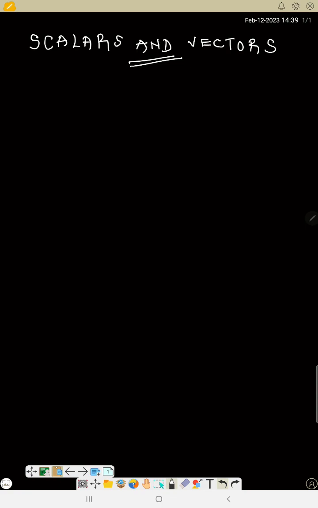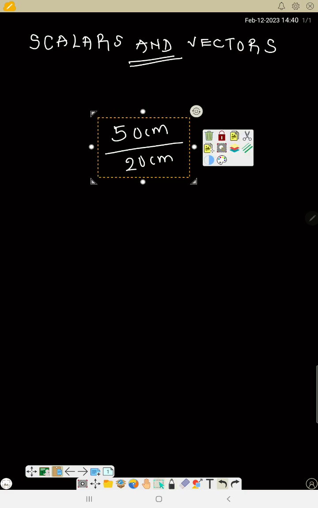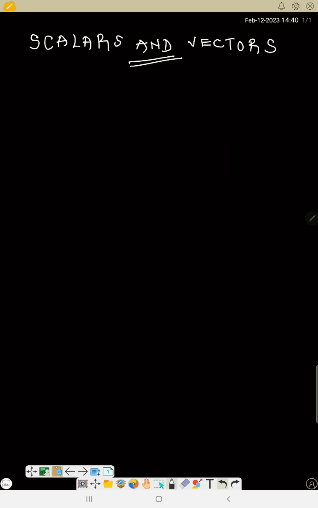Any scalar quantity can divide another scalar quantity. I can say 50 centimeter divided by 20 centimeter, which is allowed. Scalar quantities are always one dimensional, so take note. Again, scalar quantity implies that the physical quantity has only magnitude but no direction. So that was our definition.